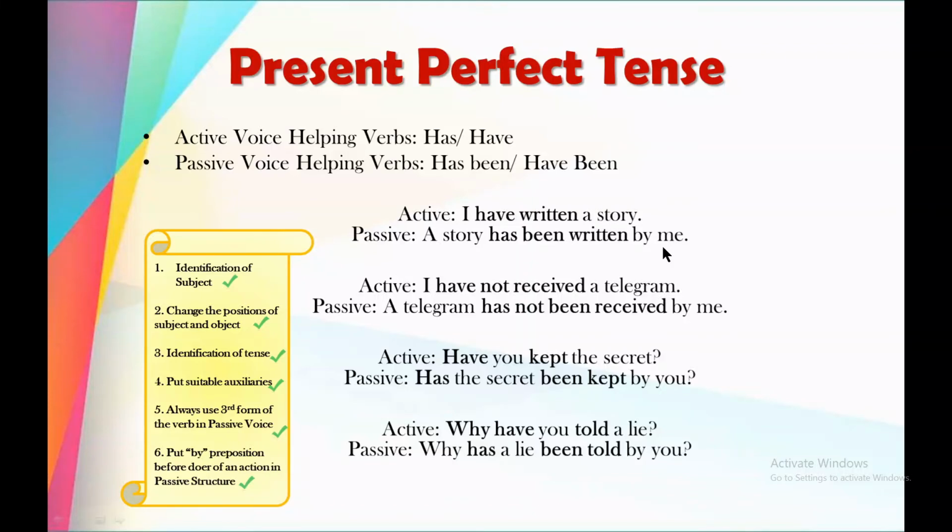I hope there is no need to explain it further. So instead of has, you have to use has been, and instead of have, you have to use have been. You have to follow all these 6 steps with these suitable auxiliaries.